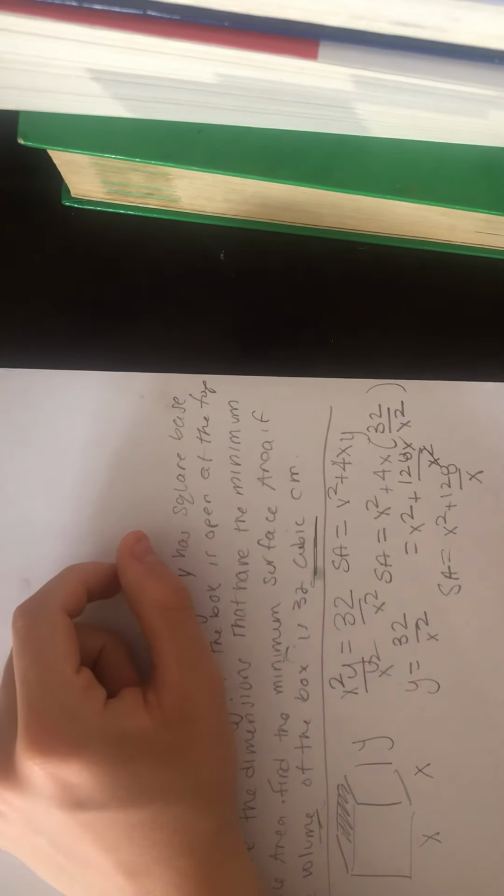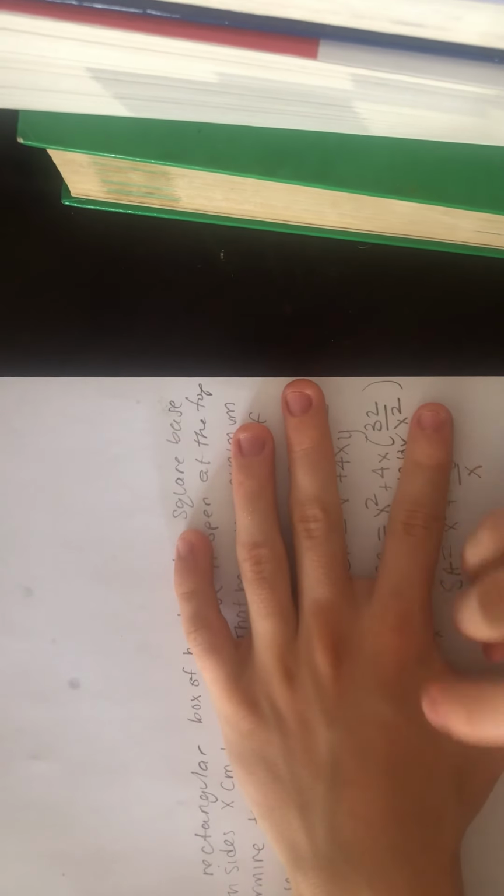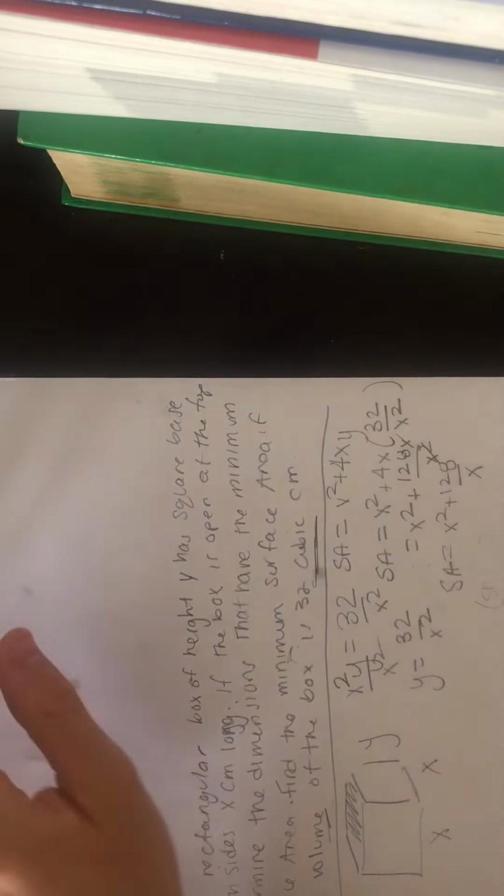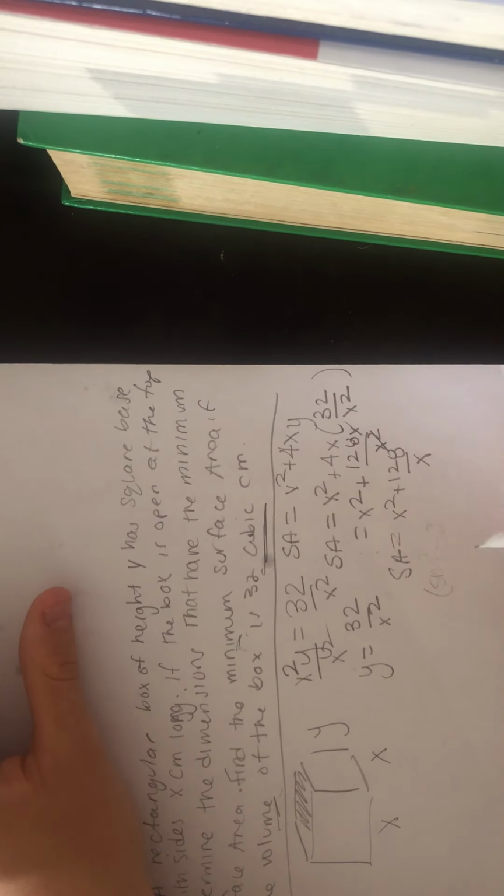Now, you're going to take the derivative of this and get SA prime equals 2x. Well, first, set it up in a way so that you can take the derivative. So SA equals x squared plus 128 times x to the negative 1. And now take the derivative which is going to be 2x minus 128x to the negative 2, or 2x minus 128 over x squared.